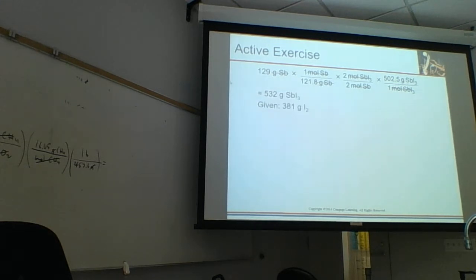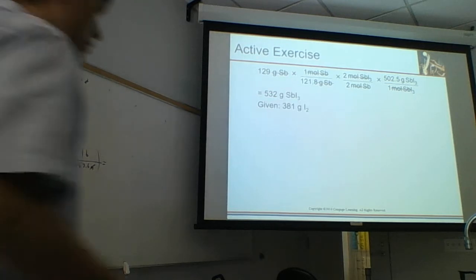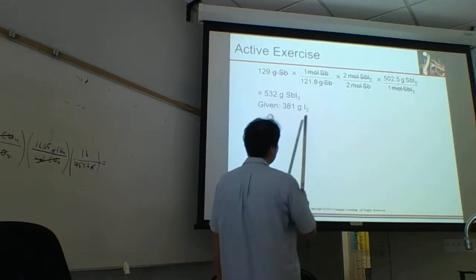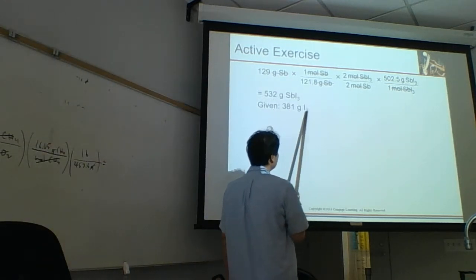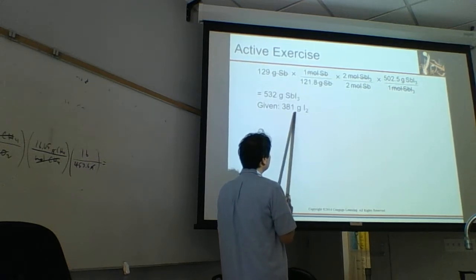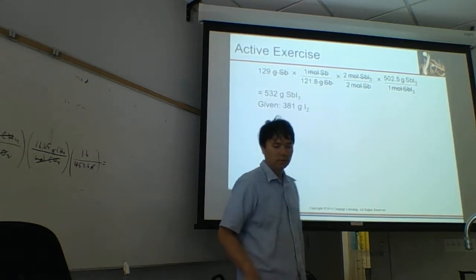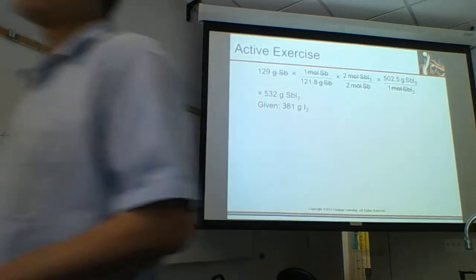Well, the other ingredient is I2. And so we're just going to ignore this previous calculation. This is a whole new calculation. We're going to assume we have plenty of the other ingredients. So what is the maximum yield of product from this? 381 grams of I2, ignoring what we just calculated for Sb.